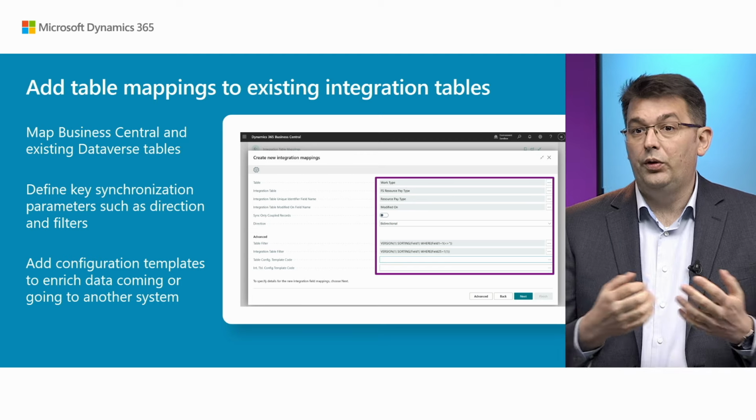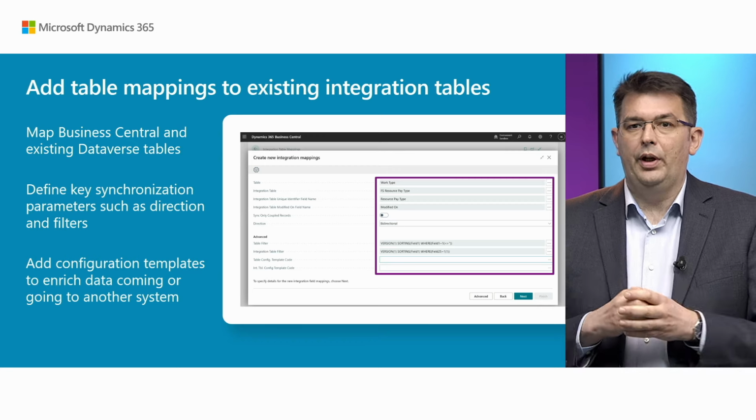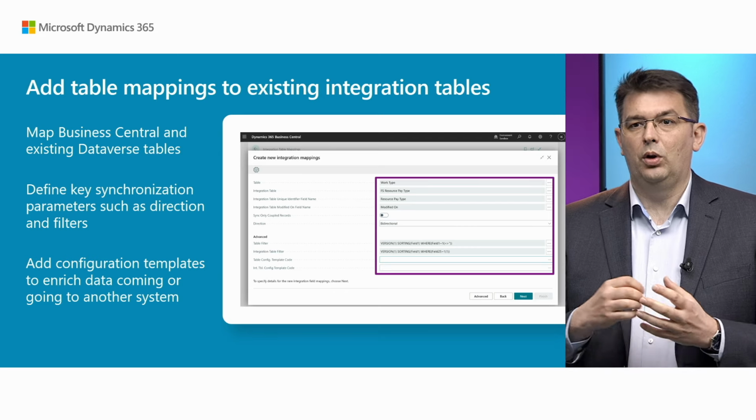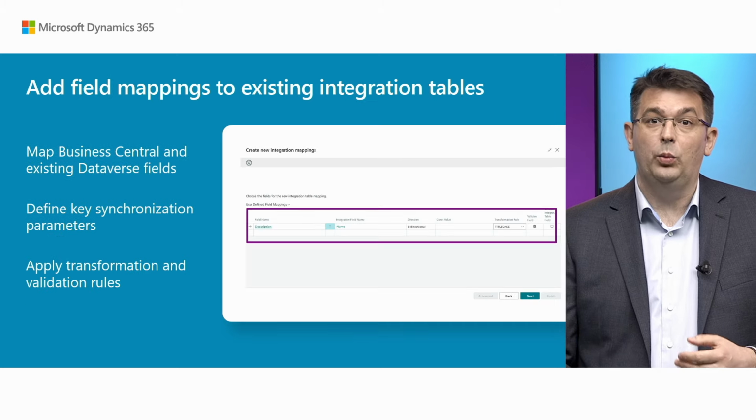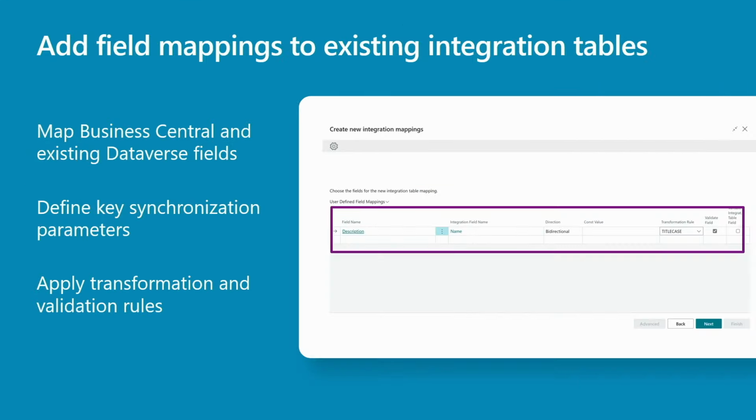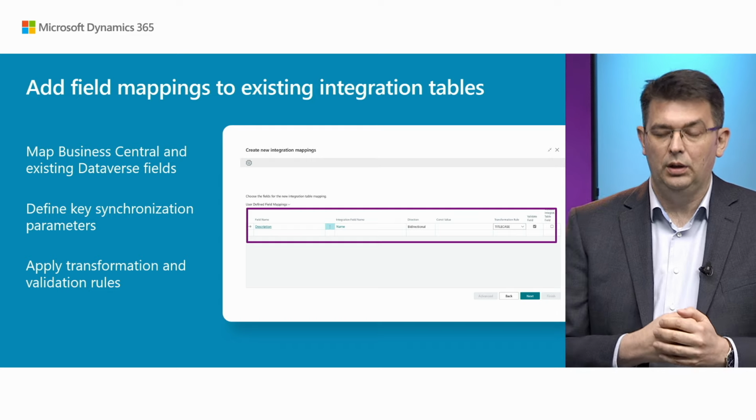And after that, you can also define configuration templates that are going to be applied in either of the directions, when data comes in Business Central or when the data comes in Dataverse. As well as with table mappings, you can also now add field mappings to these newly created integration table mappings or to the existing integration table mappings. You define that also by specifying the parameters for each of the fields, such as transformation rules, validation rules, and when they need to be applied.